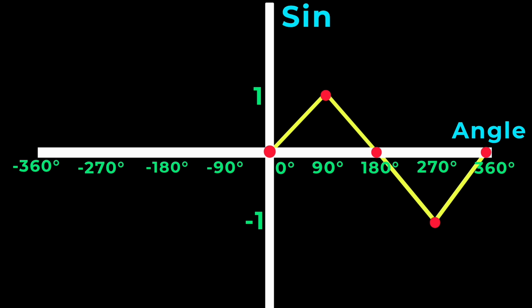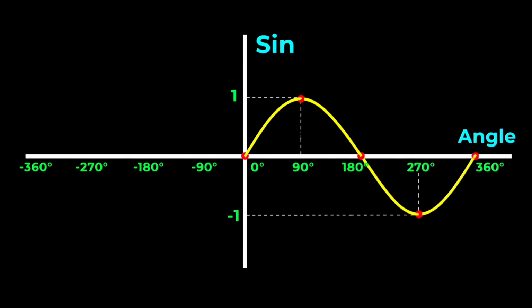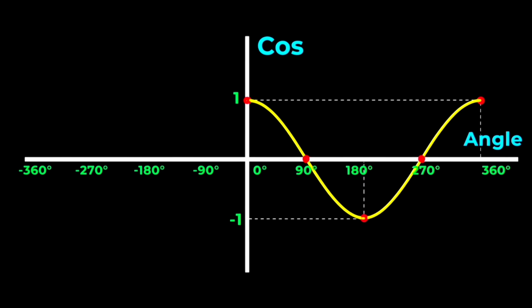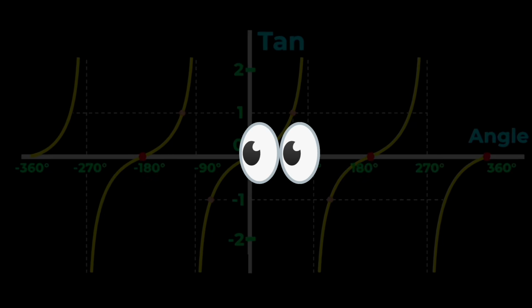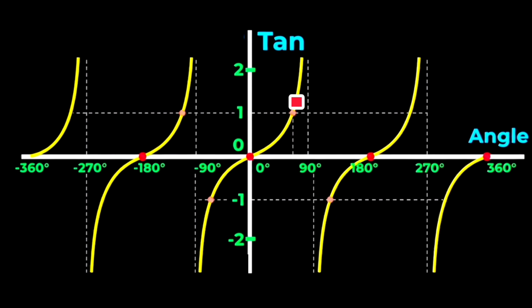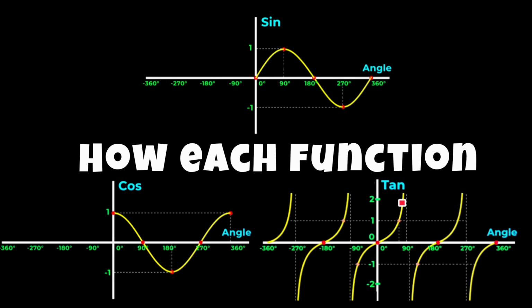Instead of a straight line, the graph becomes a smooth wave. Cosine creates a similar wave, but it begins at 1 instead of 0. Tangent looks completely different. It rises rapidly, then shoots toward infinity, before starting again in the next interval. Every graph reveals how each function behaves as the angle continues to increase.